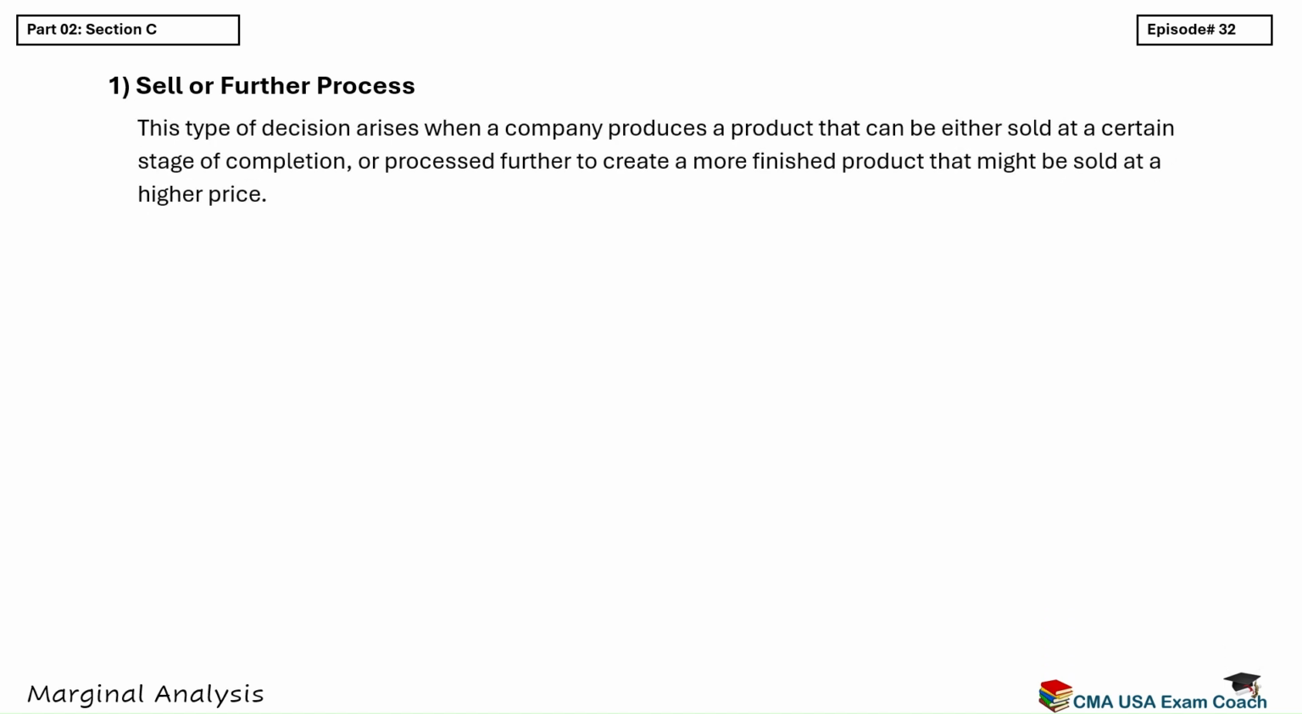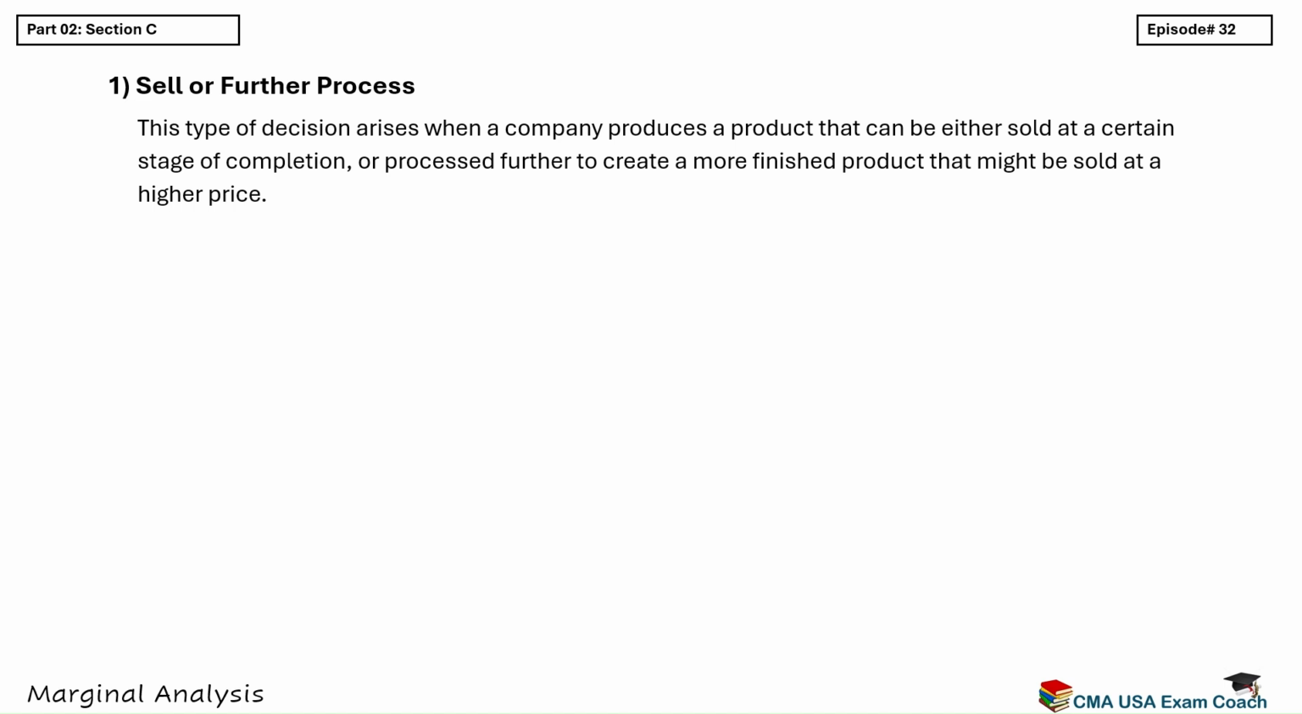Let's begin with the first application of marginal analysis, sell or further process. This type of decision arises when a company produces a product that can be either sold at a certain stage of completion or processed further to create a more finished product that might be sold at a higher price. To put it simply, sometimes the product we manufacture can be sold as it is, without doing anything extra. But in other cases, we might have the option to do additional work on it, called further processing, which can turn it into a more valuable product.